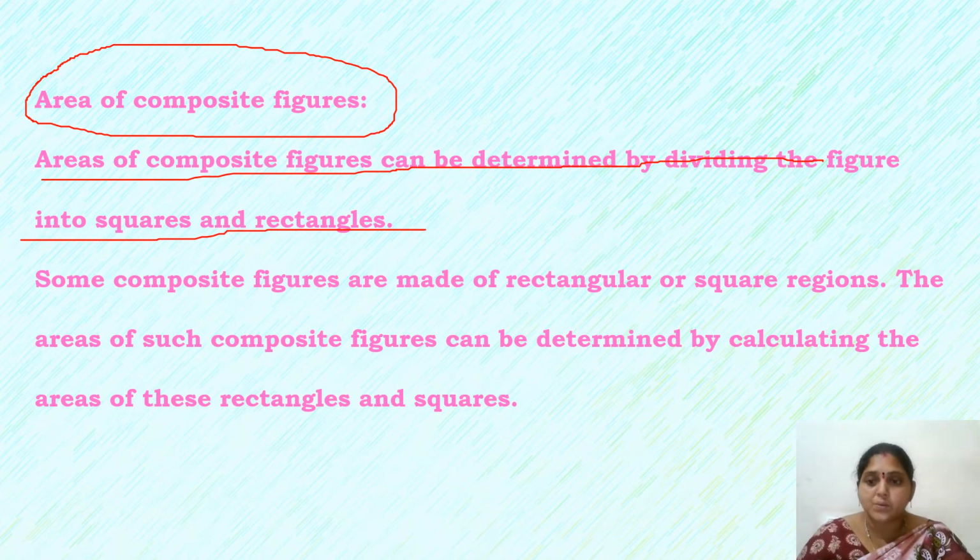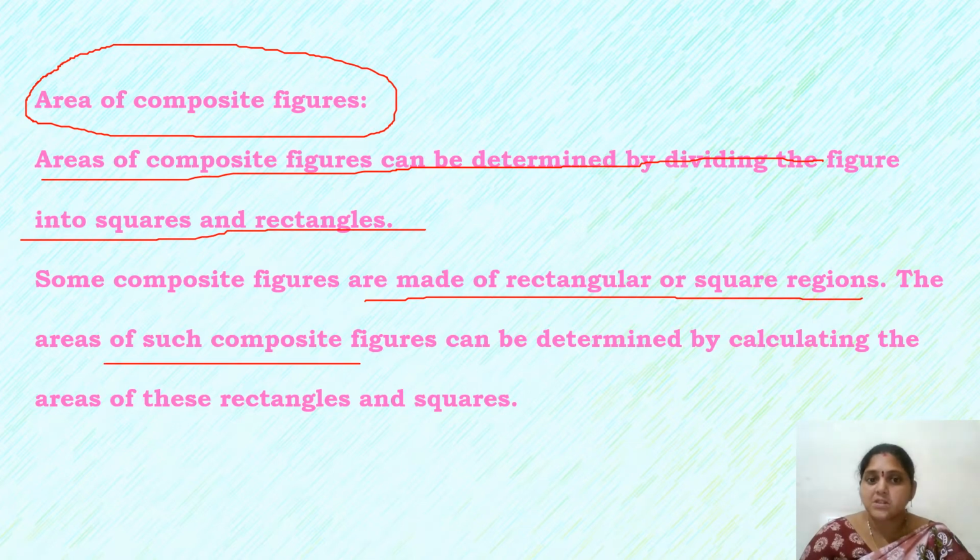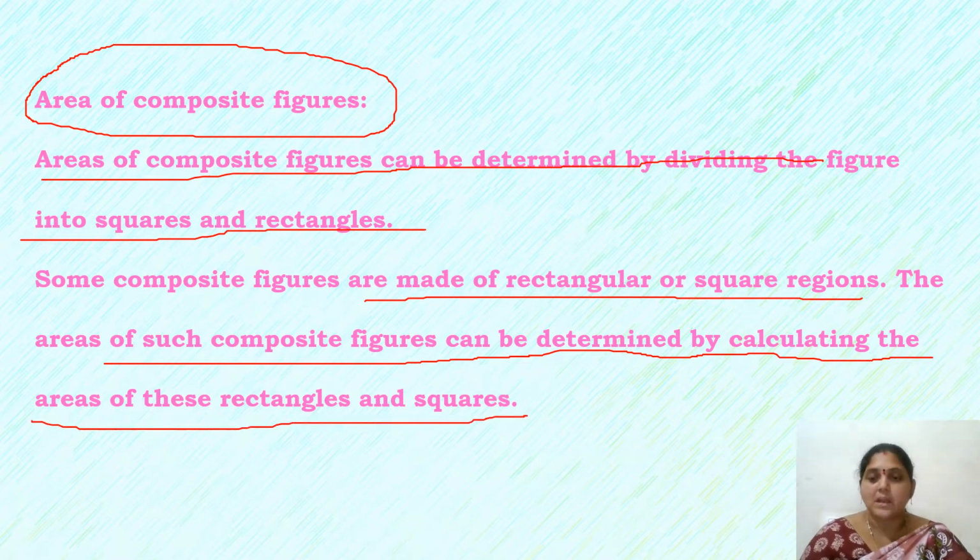So what are we going to do? We are going to take the different shape and divide it into squares and rectangles, and then we will find the area. Some composite figures are made of rectangular or square regions. The areas of such composite figures can be determined by calculating the areas of these rectangles and squares. After dividing them, we will find the areas of the rectangles separately and squares separately. Then we will add them together to find the total area of the composite figure.